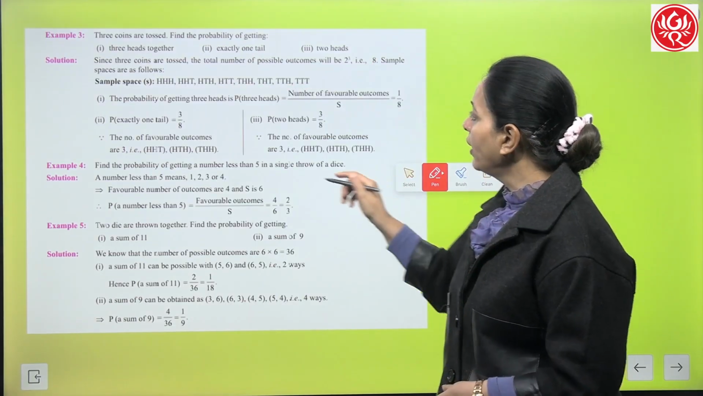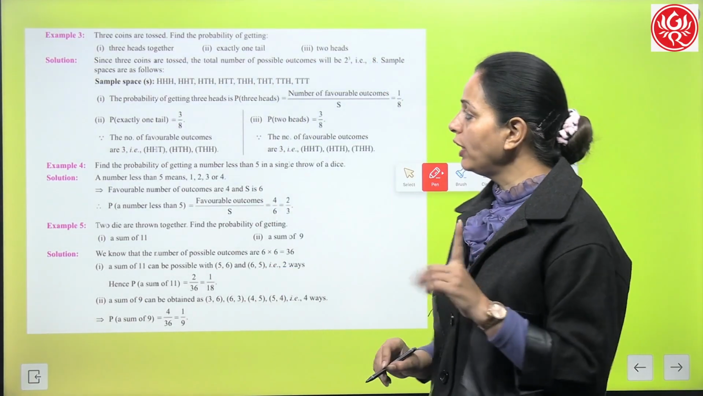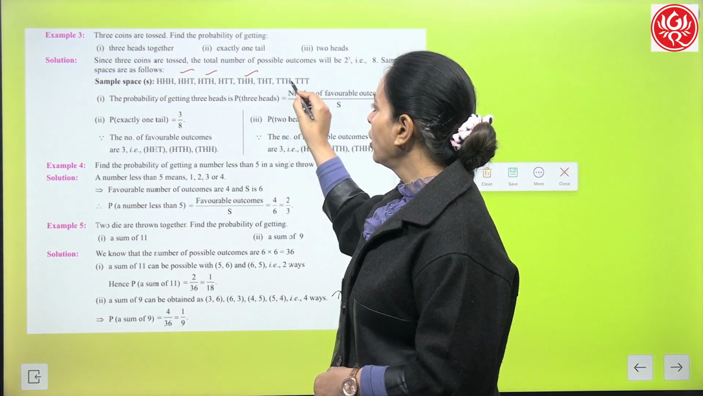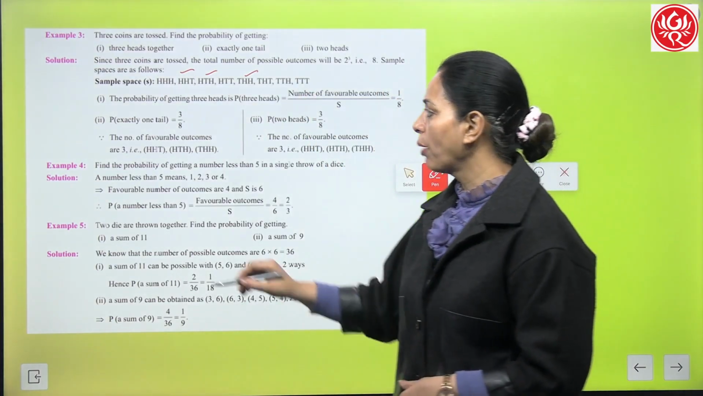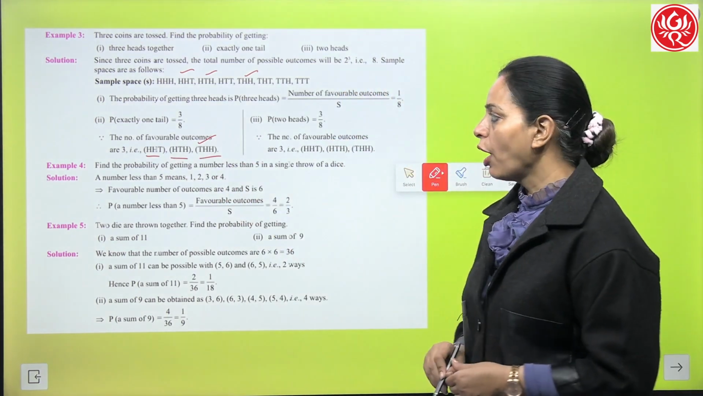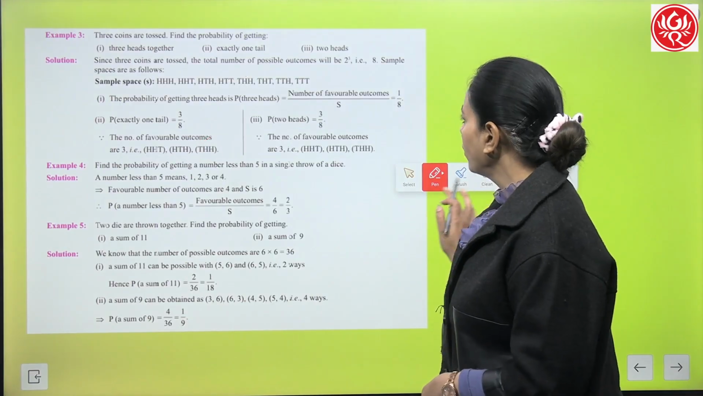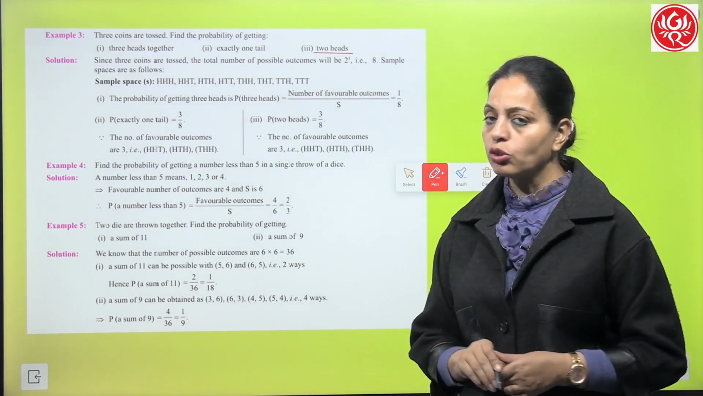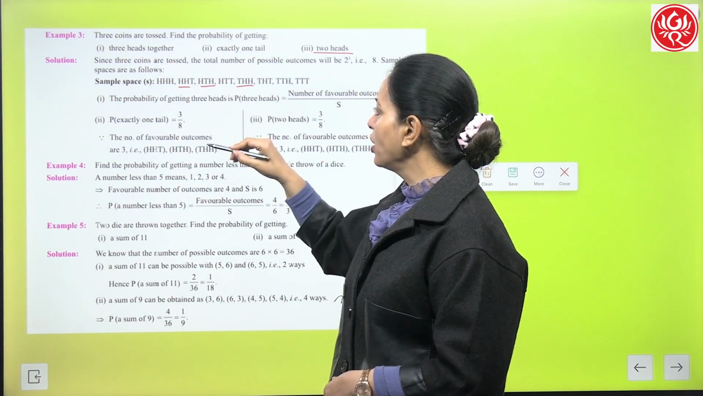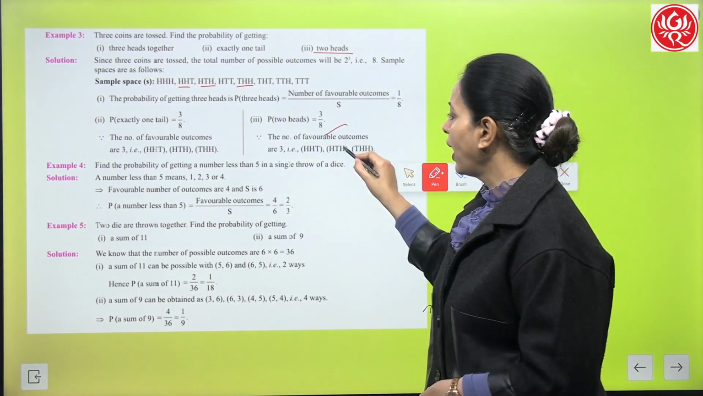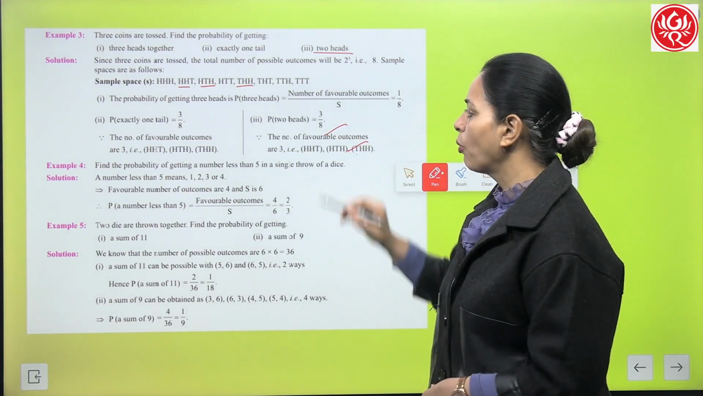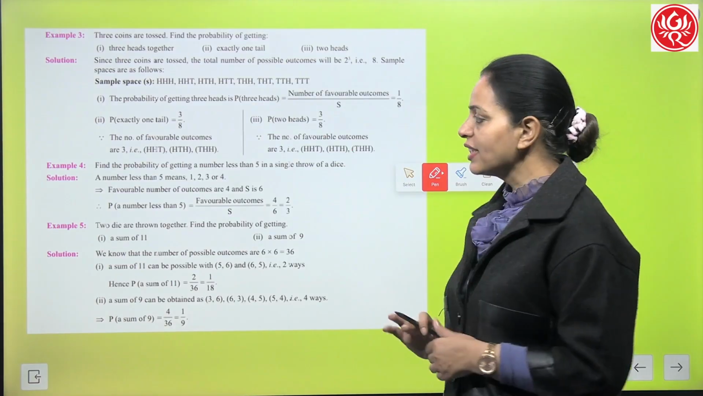Now the second one, exactly 1 tail, only 1 tail. So here 1, 2, 3, only 3 outcomes. So number of favorable outcomes HHT, HTH, THH. So 3 upon 8, right? Now the third one here, 2 heads. So 2 heads you can see HHT, HTH, THH, right? So that is 3. So favorable outcomes, that is 3. So probability is 3 upon 8, right? I hope this is clear to you.